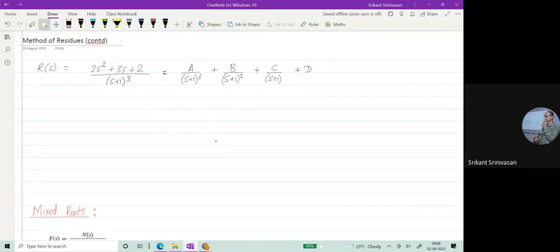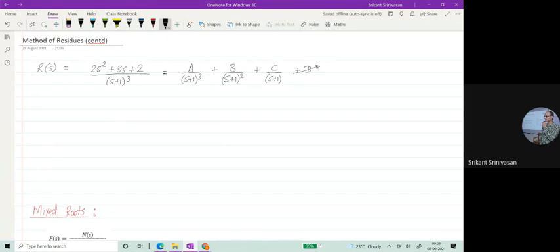Here you can see that the highest degree in the numerator is 2s square, right? So the degree is 2. And in the denominator, the degree is 3. So you expect that there should not be any term D over here, because the denominator is larger than the numerator. If it were the opposite, then you would have to divide it.